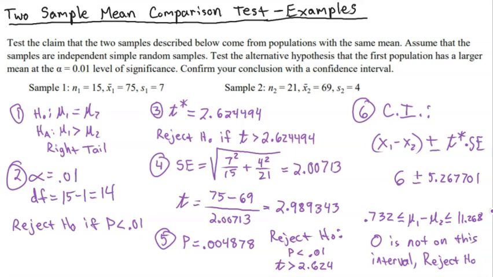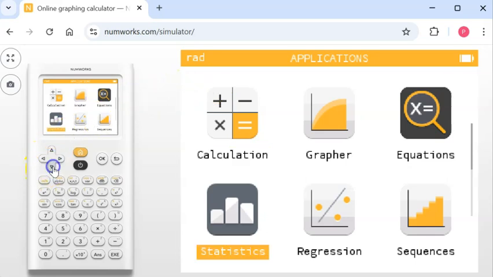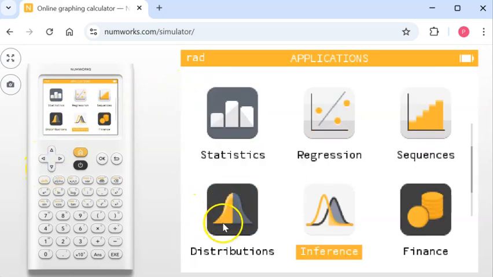All right, what we're going to do now is we're actually going to run back through this question, only I am going to strictly use the NumWorks calculator to get some of this information. All right, so what I'm going to do right now is I'm going to show you how we can find the standard error and the t statistic in NumWorks. All right, so here we are in the NumWorks calculator. We're going to go down, and over next to the app distributions is an app called Inference. Now this is really useful. You're going to really like this.